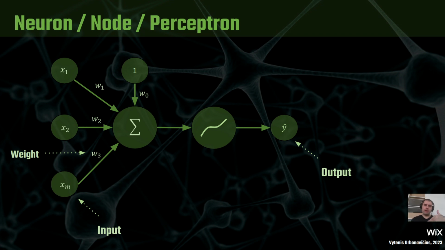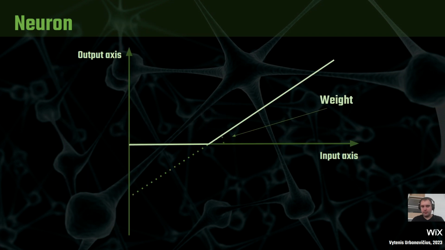Now, if we have a neuron which only has one input, I did show you this representation of a neuron as a line with a bend before. So in this case, if you would be changing the weight of that single input, you would be actually changing the angle of the line. So this is what weight does to the output of the neuron.